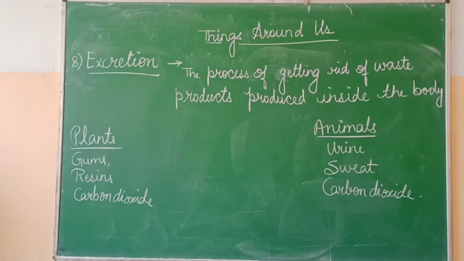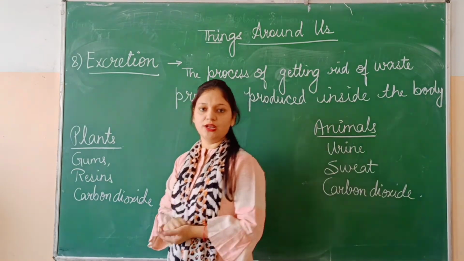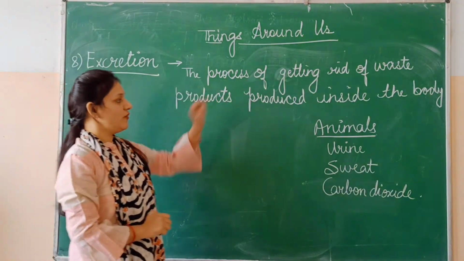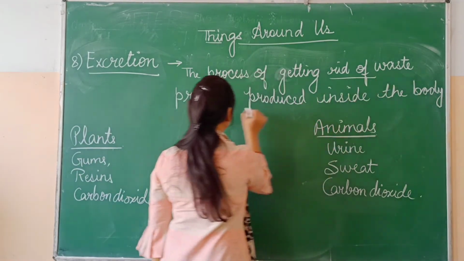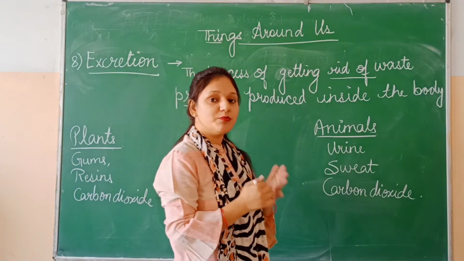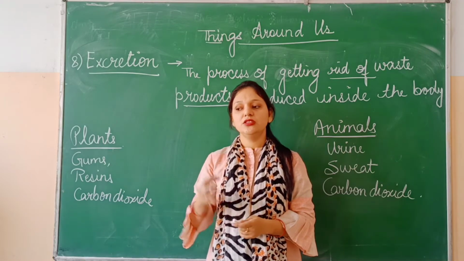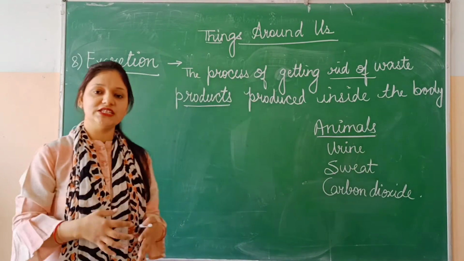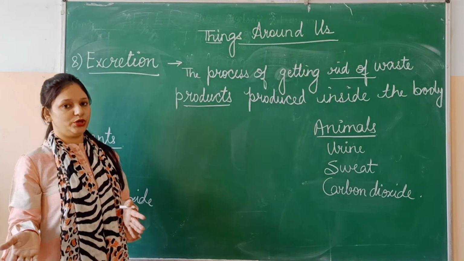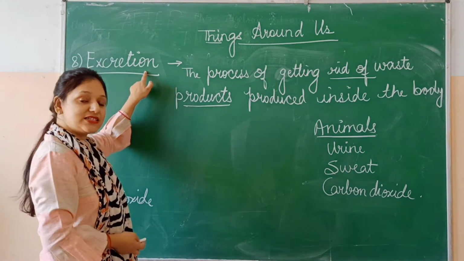Now students, let us talk about another topic, that is excretion. So what is the word? Excretion. So what is excretion? Basically, it is the process of getting rid of waste products produced inside the body. That means the process of removal of waste products. That means the process by which our waste is thrown out of the body or removed out of the body is known as excretion.